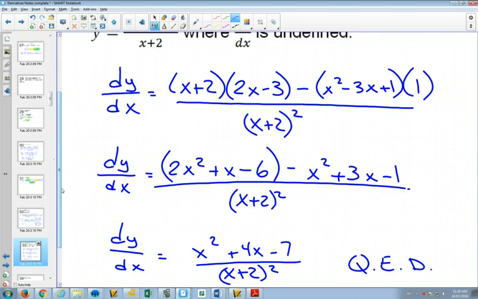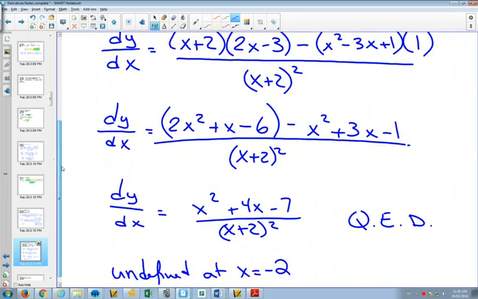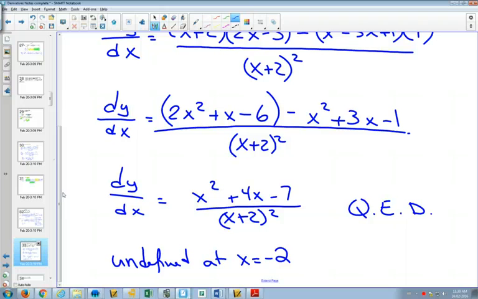Now the second part of the question asked, when is the derivative undefined? When is this not possible? This is not possible when x is equal to -2. Because if x is equal to -2, you would be dividing by 0.